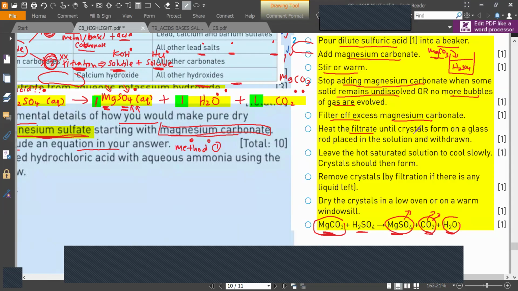Heat the filtrate until crystals form on a glass rod placed in the solution and withdrawn. Until we get a saturated solution, and then we leave the saturated solution to cool down, then we will form the crystals. Then we collect the crystals by filtration, and then we dry the crystals in an oven or warm windowsill. So that's the idea.